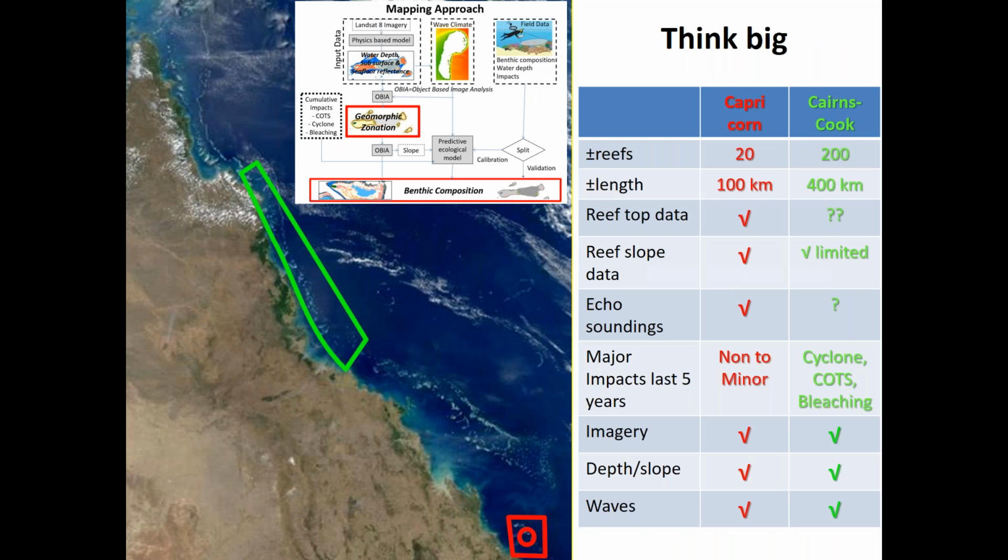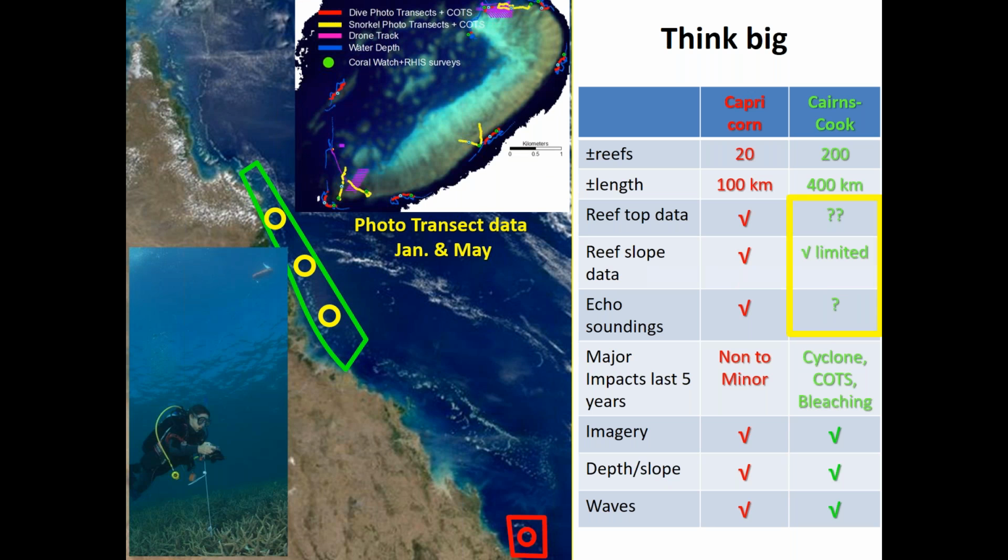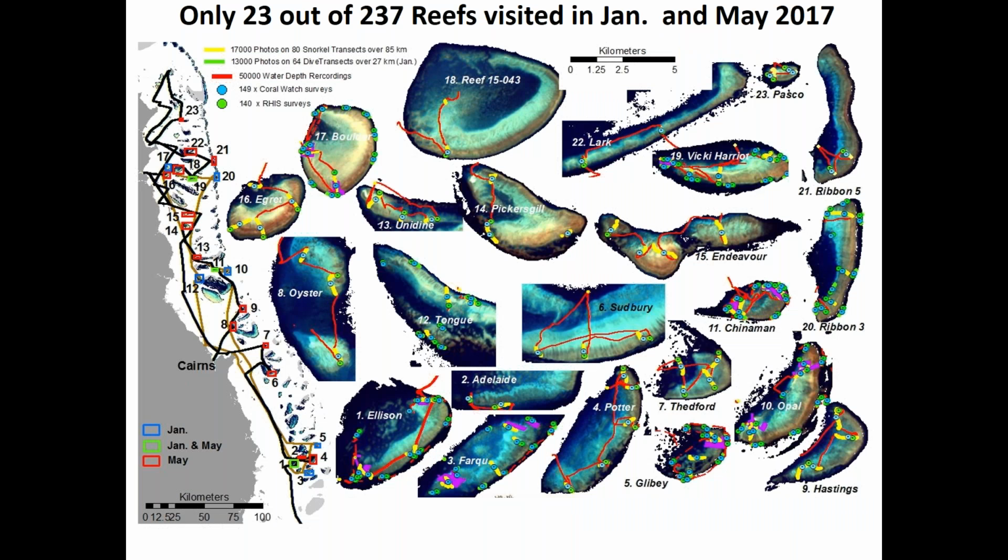And so we went off to another area on the GBR, which is called the Cairns Management Area, the green box, where there are 237 reefs and little field data that we could use for that approach. There is lots of field data, but not directly suitable. So we went to different areas on the reefs, and you can see here 23 reefs that we visited out of the 237 to get a bit of understanding of how those different reefs look.